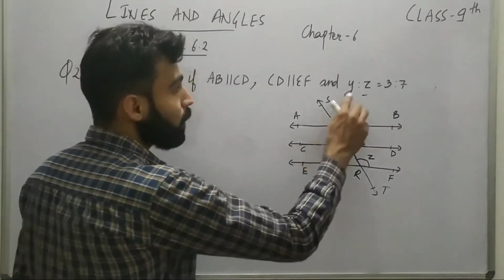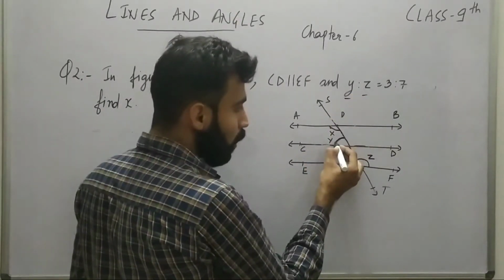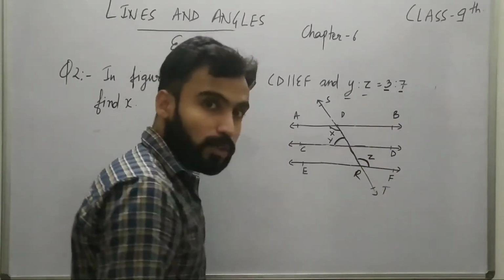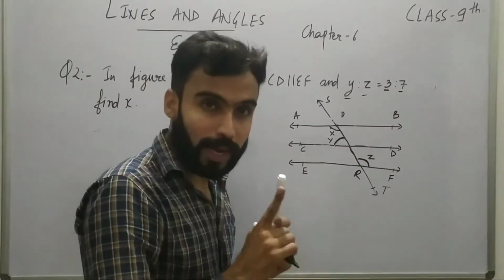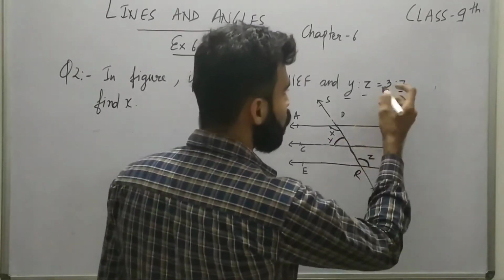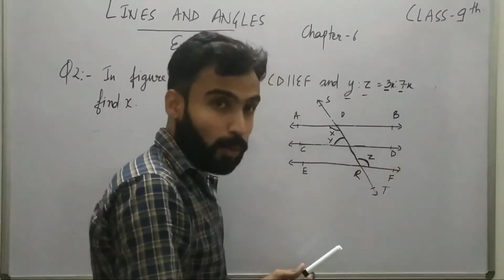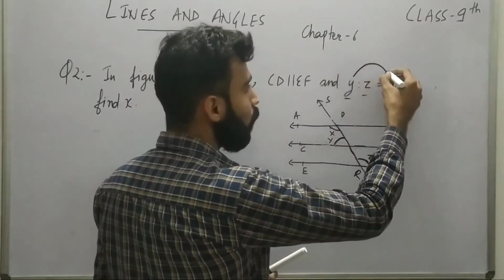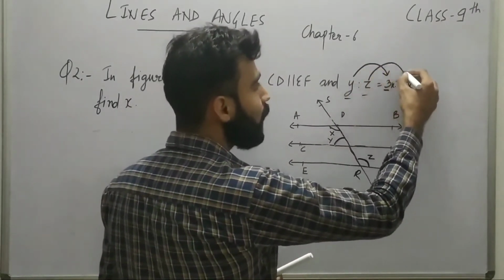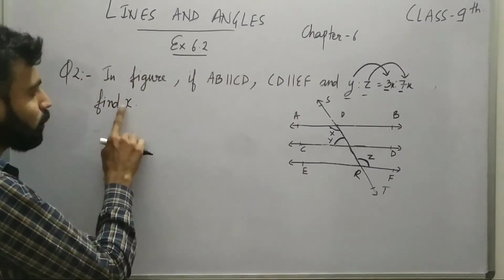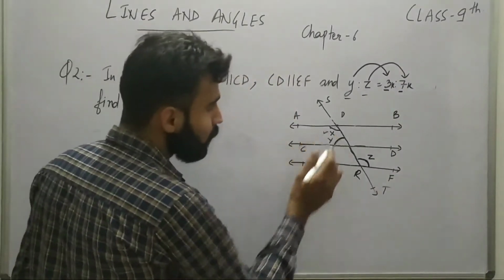Now further, it is given to us that this angle Y and Z are in the ratio 3:7. So whenever there is a ratio of angles given to us, what we have to assume is that the angles are 3x and 7x. Just put x with the ratio. So we are assuming angle y as 3x and angle z as 7x, right? Now further, it is given to us that we have to find angle x, right?